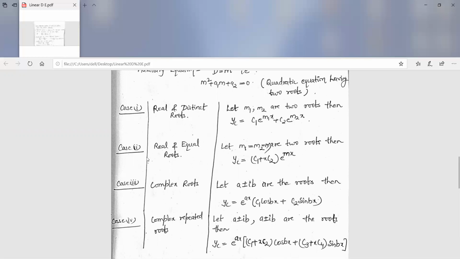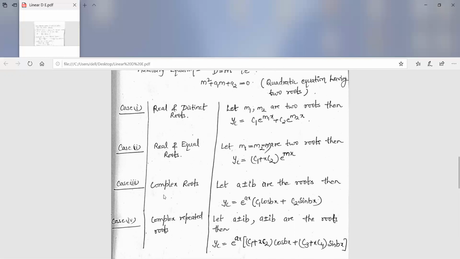Case 2. If we get real and equal roots, repeated roots, real but repeated equal roots. For example, m1 and m2 are real numbers but both are the same, repeated. Let it be equal to m. In this case, the complementary function will become c1 plus x c2 times e power mx.